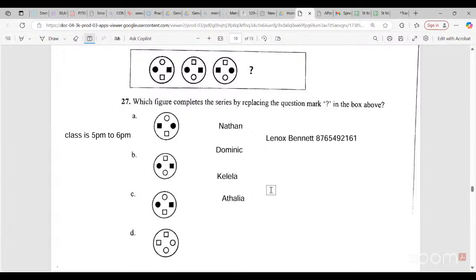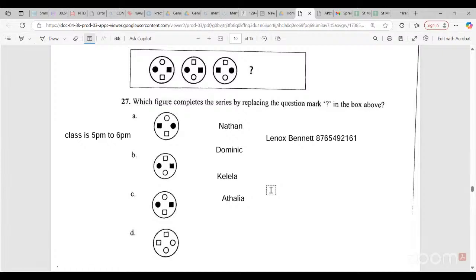So the first image in the box shows us a square and a circle, sir. And then at the side it shows us a circle and the square. At the next image, the circle and the squares are on the same side, mister. And the ones that are going up are in an opposite direction, sir.